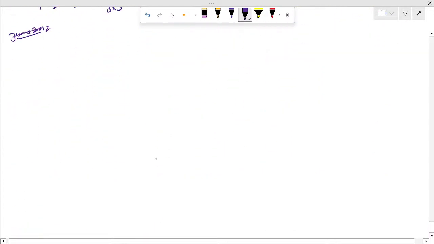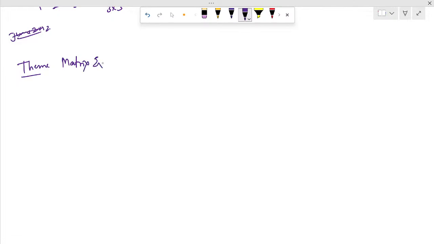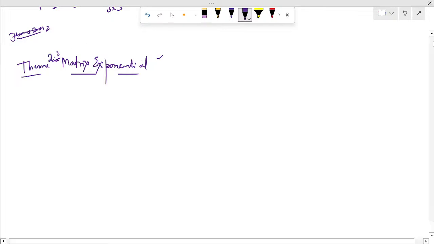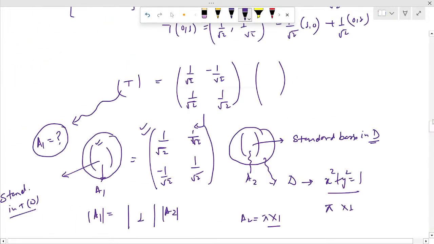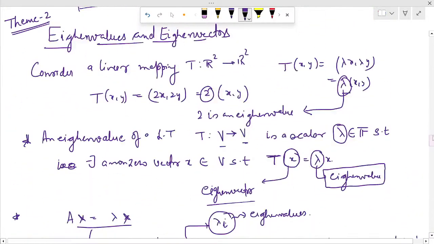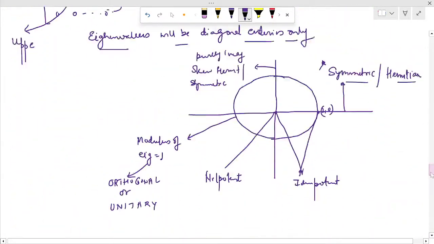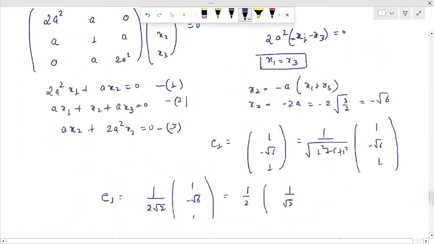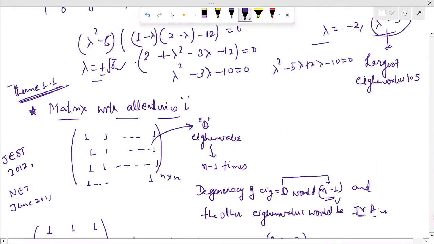Theme number two. Please remember this is again an important theme. It is matrix exponential. So this is theme number 2.2. The first theme, if you remember, I taught you was linear transformation. The second theme I'm talking about is eigenvalues and eigenvectors. In that theme, theme 2.1 is the matrix with all the entries 1.